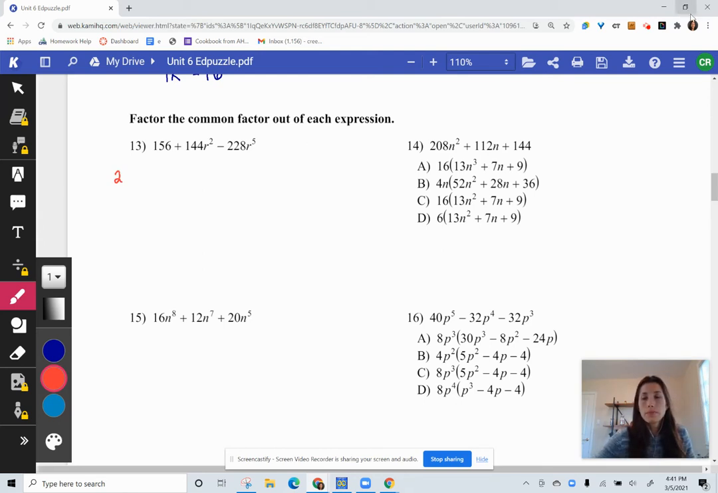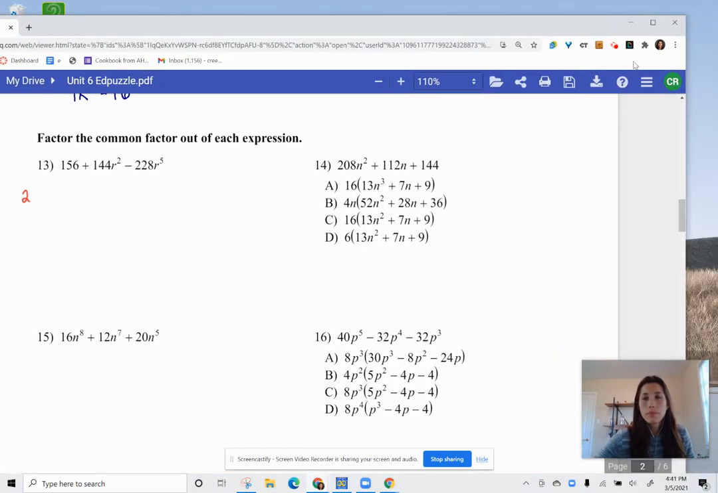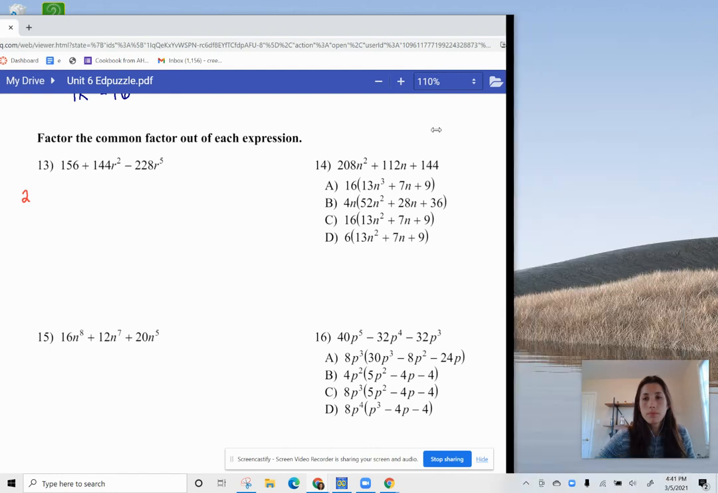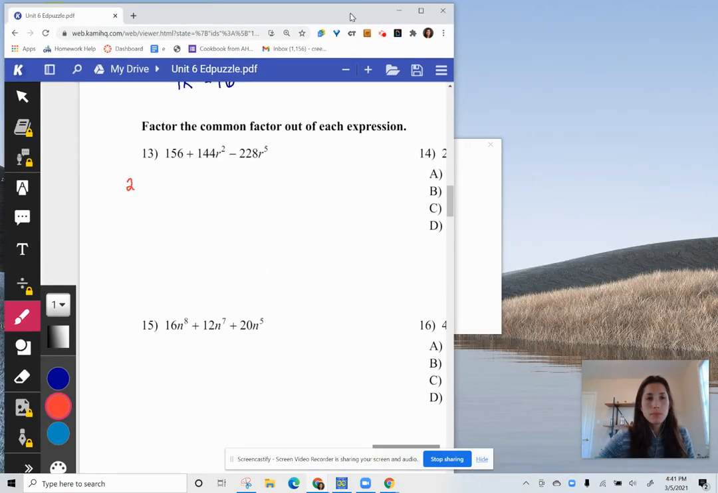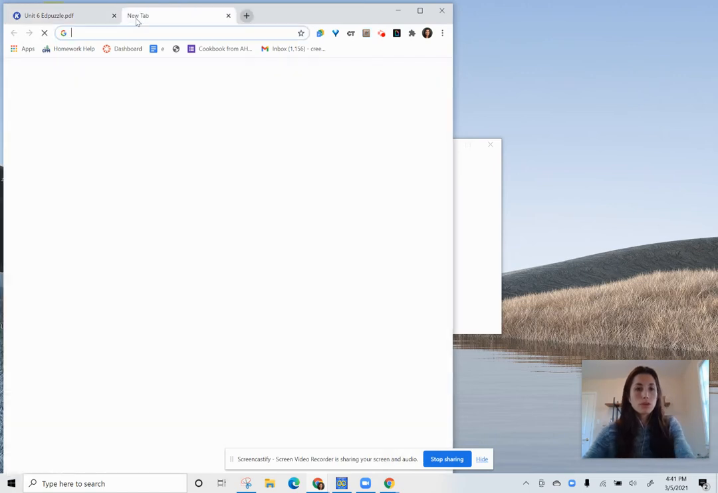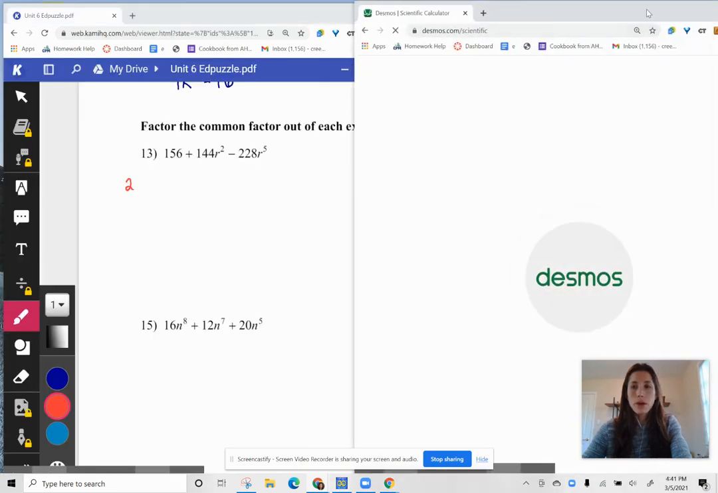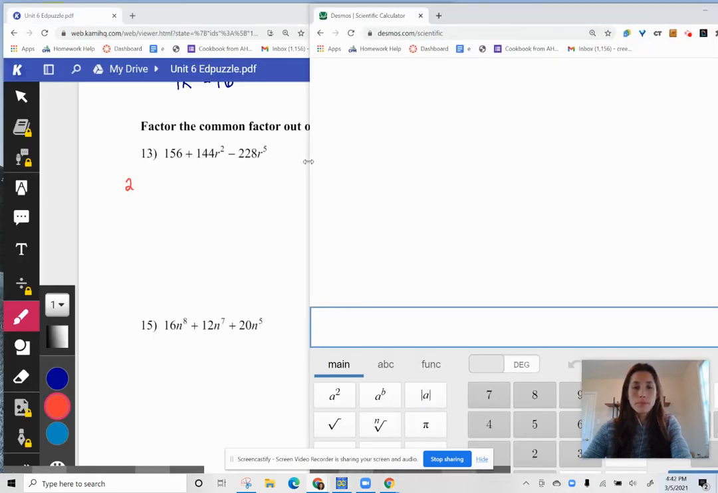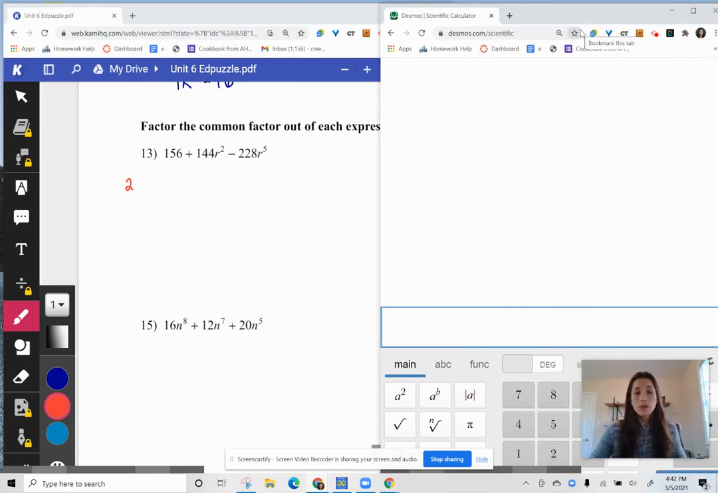Let me make this a little smaller. And I'm going to open up the Desmos calculator too. And that's what I would recommend you to do as well. It's a Desmos Scientific. Or you can just use any calculator that you have as well. Okay, so we're looking for greatest common factor. I don't know what the greatest common factor is quite yet.